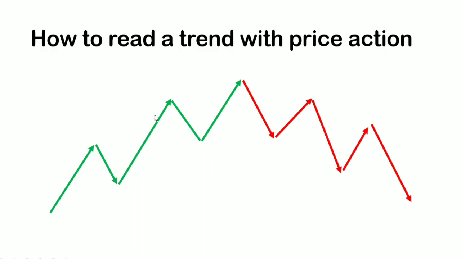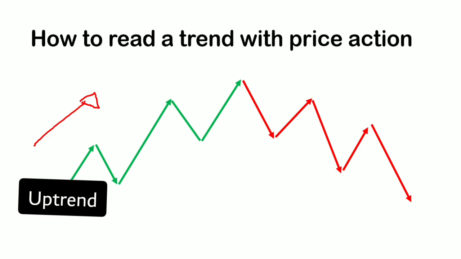So now let me show you how to read a trend with price action. So this is a trend. First of all, the green part here is an uptrend and the red part here is a downtrend. Alright, so the trend moves in three types. Right, first we have the uptrend where the market is going up. So how do you read this trend?